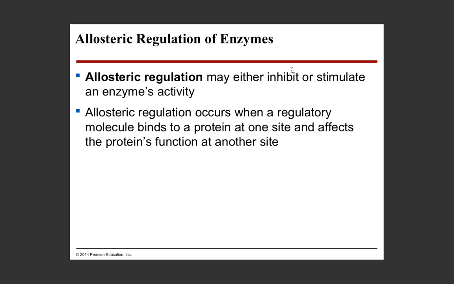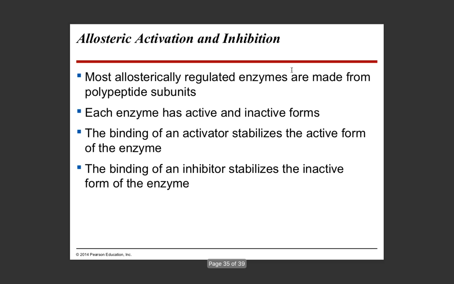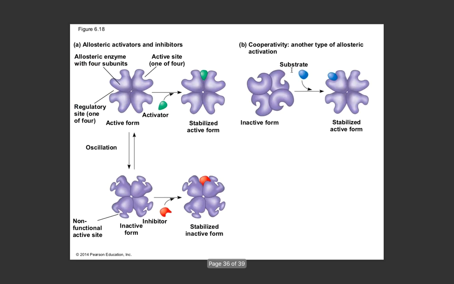Allosteric regulation occurs when a regulatory molecule binds to a protein at one site and affects the protein's function at another site. So essentially, it kind of works like the non-competitive inhibitor. You have an allosteric regulator that's going to bind somewhere, and it will either turn on or off the enzyme. Okay, so we're just going to look at what that actually looks like, because all of this is saying the same thing as this picture.